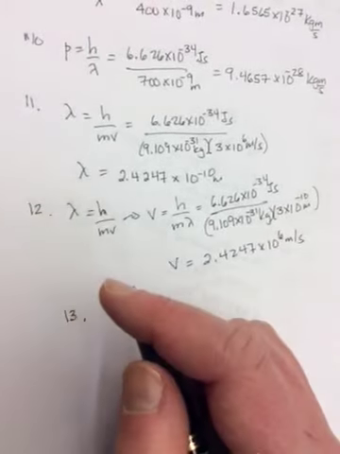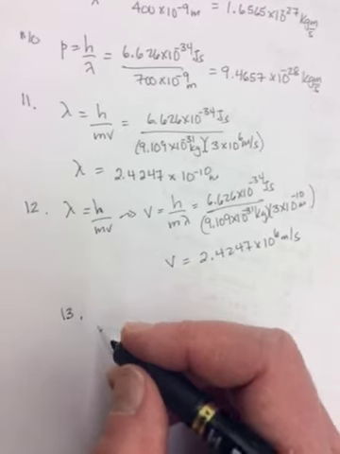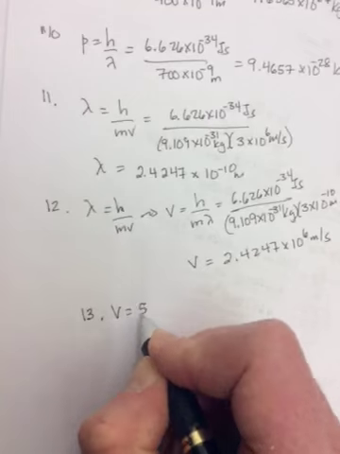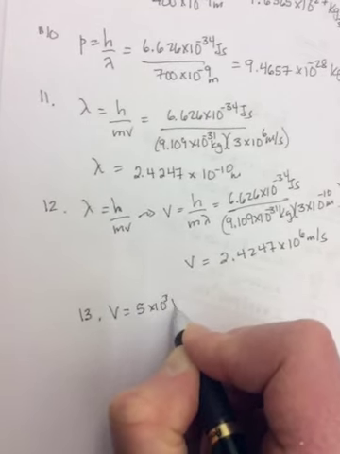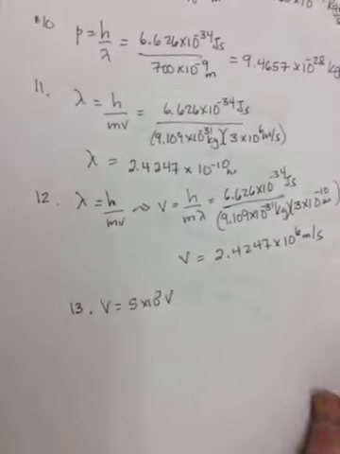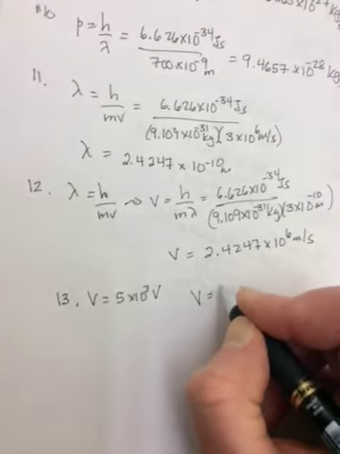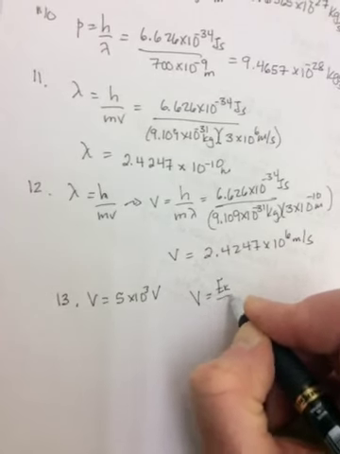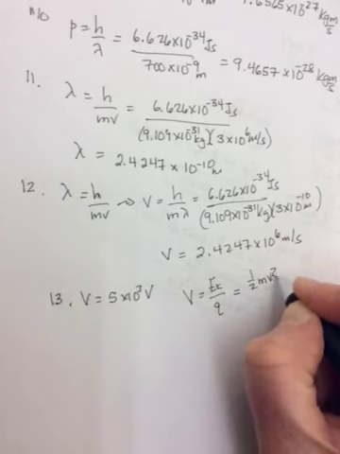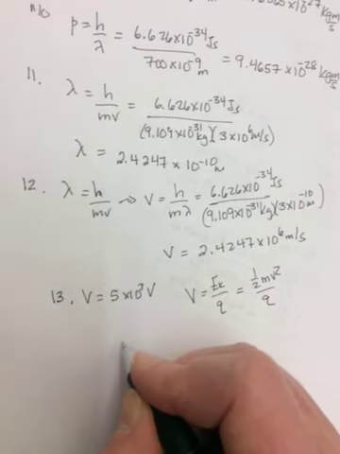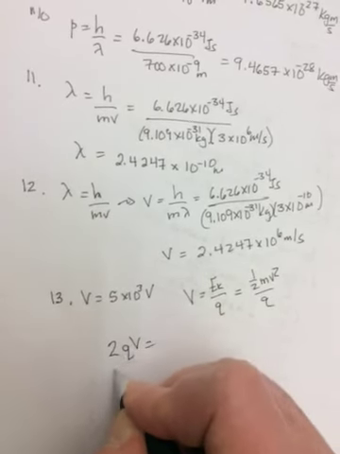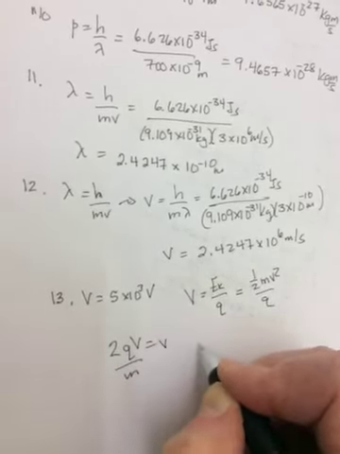Number 13, an electron is accelerated across a potential difference of 5,000. So V is equal to 5 times 10 to the 3rd volts. What is the velocity of the electron? So remember, potential is equal to kinetic energy over q. So 1/2 mv squared over q. So solving for v, multiply by 2, divide by m to get the speed.